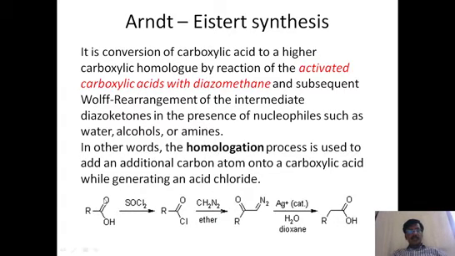You look at the starting molecule, RCOOH. The ending molecule is RCH2COOH. What is the difference? This CH2 is the extra CH2 which has been added. So we are inserting a CH2 group in the carboxylic acid. This is what we call a higher homologue. Higher homologue means in the series it is the next homologue with one carbon extra.